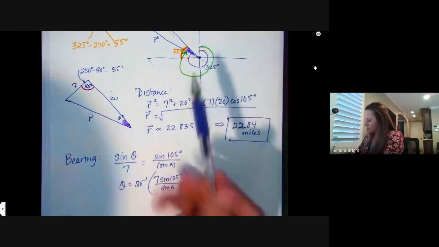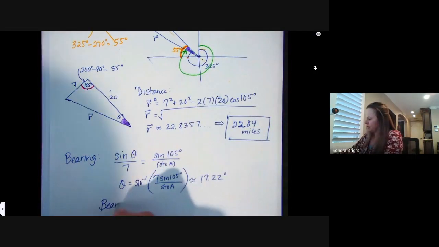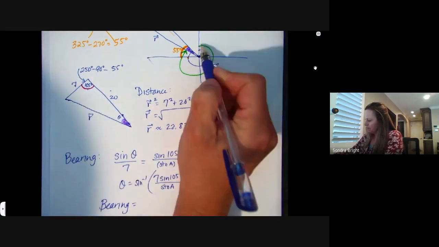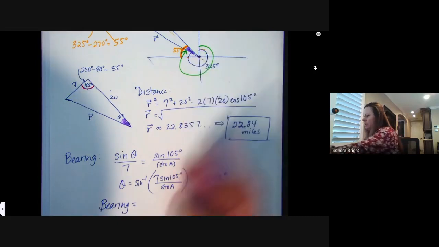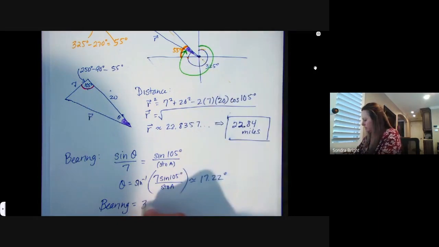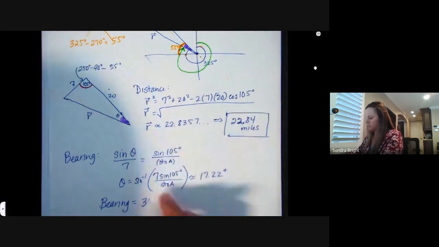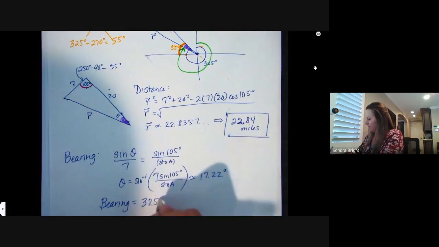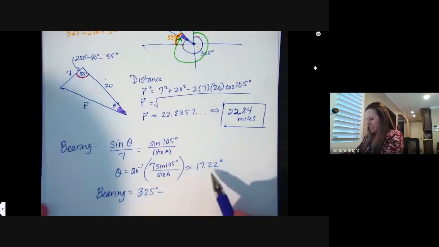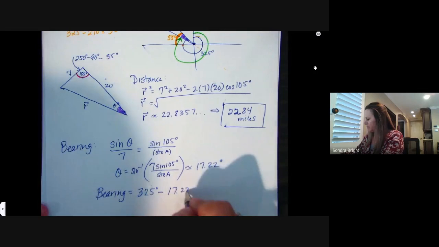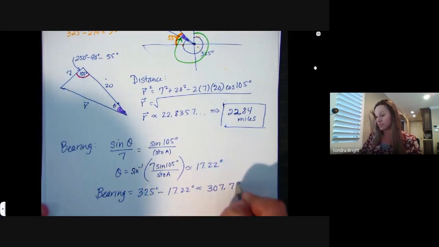And so the actual bearing is going to be 325, which was all the way including the purple angle. 325. Oh, this pen is just smearing like crazy. And then subtract from it that purple angle. And that's going to give you 307.78 degrees is the bearing of that resultant vector.